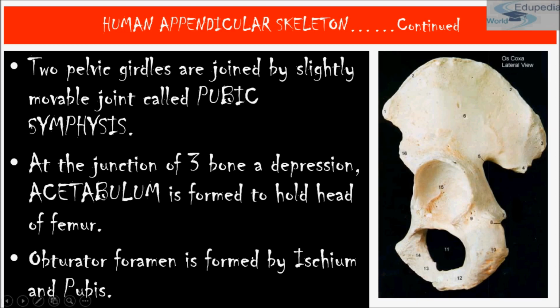At the junction of three bones, a depression called acetabulum is formed to hold the head of the femur. Femur is the longest bone which is found in our thighs. Obturator foramen is formed by ischium and pubis. As I have told you, hip girdle is made up of ilium, ischium and pubis. So the obturator foramen is formed by ischium and pubis.